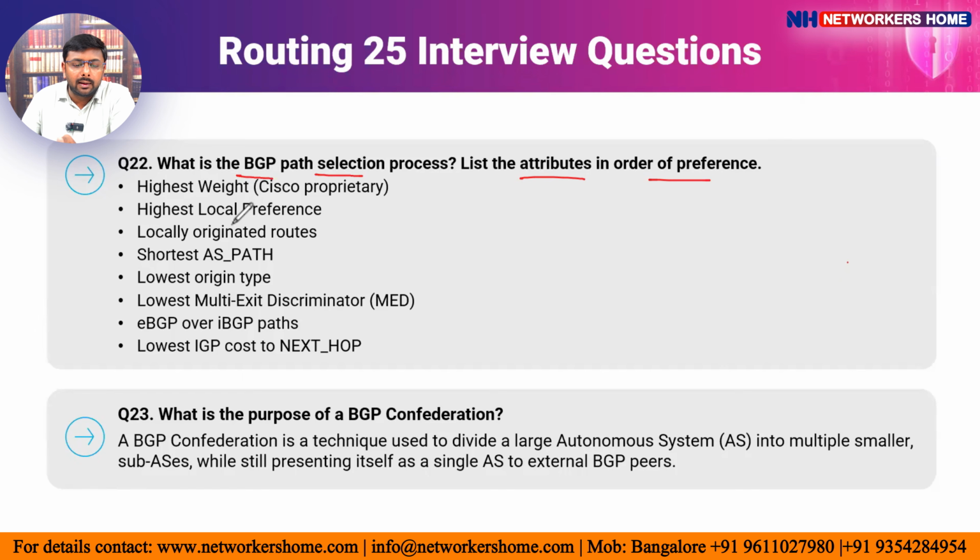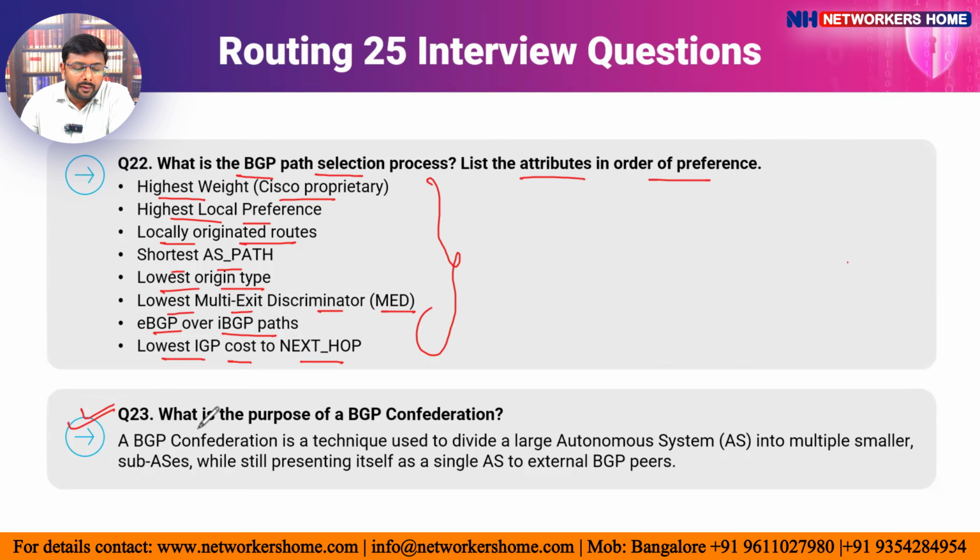In this, some of the attributes I have written here are: highest weight, which is Cisco proprietary, highest local preference, locally originated routes, shortest AS path, lowest origin type, lowest multi-exit discriminator, eBGP preferred over iBGP paths, and lowest IGP cost to next hop. If you are interested in knowing about all these attributes in detail, please comment, and we'll make a separate video for that.